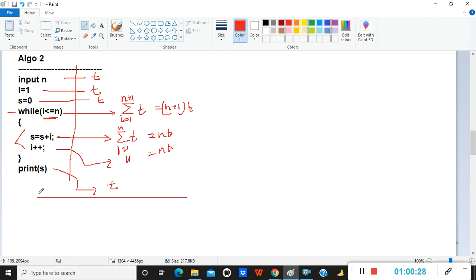So let's move. Let's calculate it. So Fn will be here. See, here is your 1, 2, 3, and 4t. So 4t plus n plus 1t, n plus 1t means you have 2nt, plus n plus 1t.